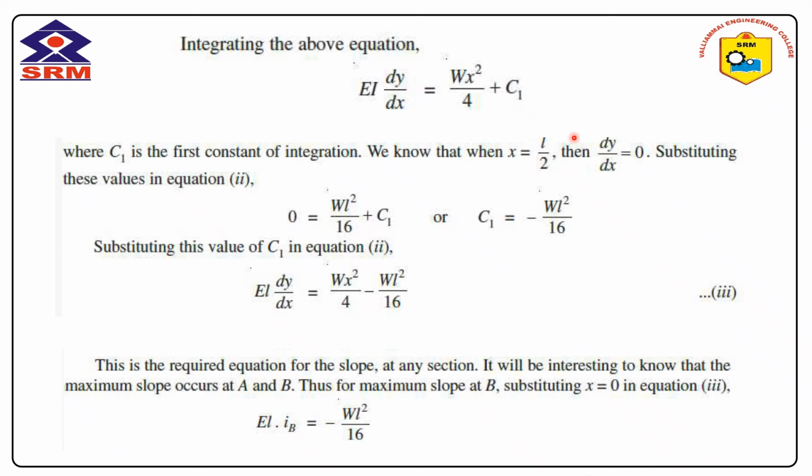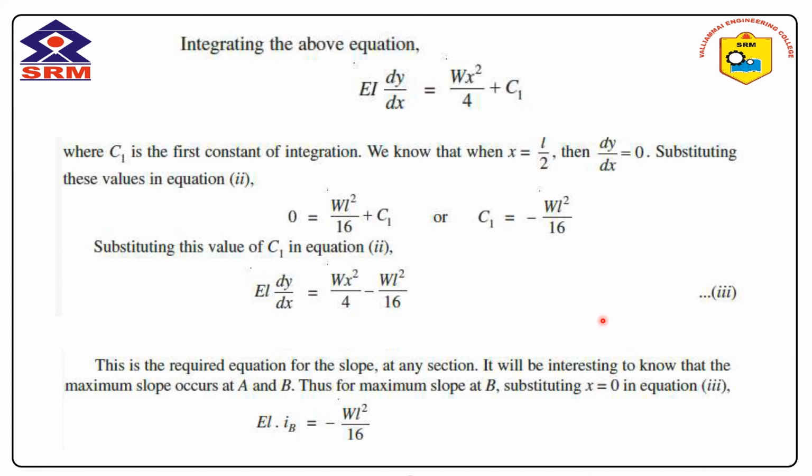C1 is the constant of integration. Now we need to apply the boundary condition: at x equal to L by 2, the slope dy by dx equal to 0. While substituting this boundary condition, we get C1 equal to minus WL squared by 16. By substituting this value, we get EI into dy by dx equal to Wx squared by 4 minus WL squared by 16. So this is the required equation for the slope at any section.